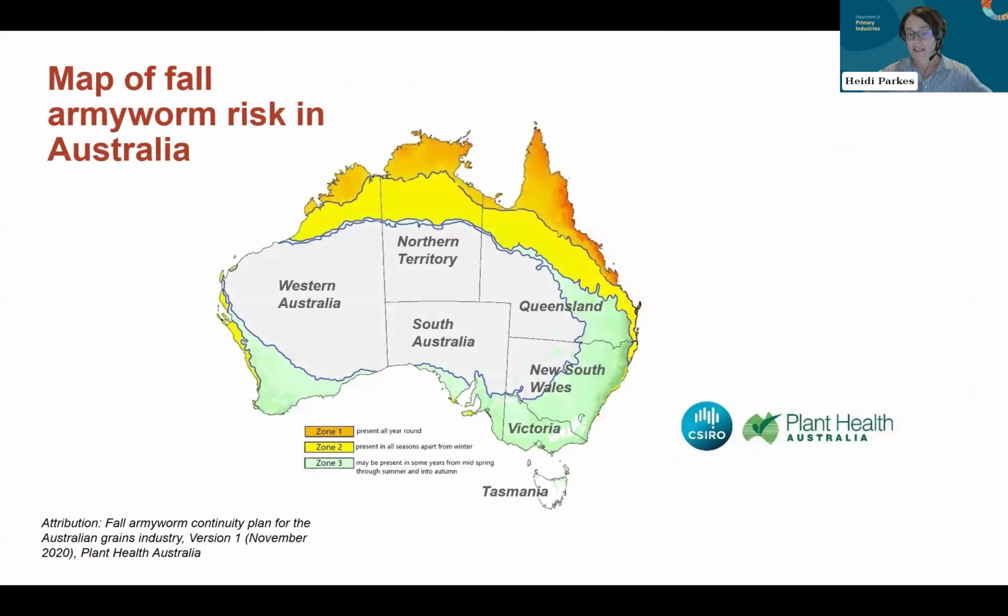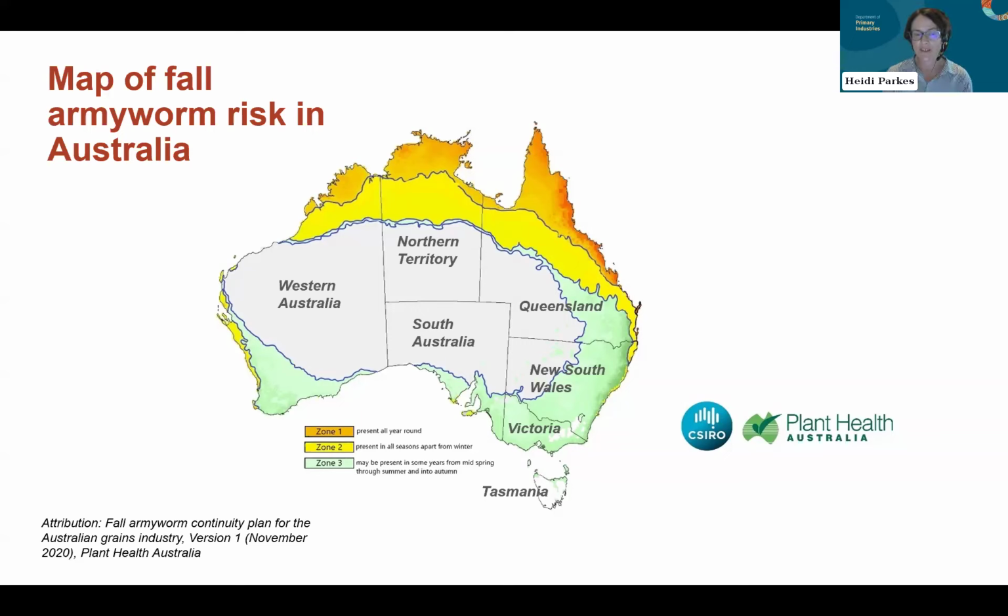So fall armyworm is found in all Australian states and territories except for South Australia. If we look at this map of the predicted fall armyworm risk, which was published in 2020, it's turned out to be a reasonably good representation of risk across the country. So the orange in the north is the zone where populations can persist all year round, and this includes locations like the Bowen Burdekin in North Queensland, where there have been major crop losses.